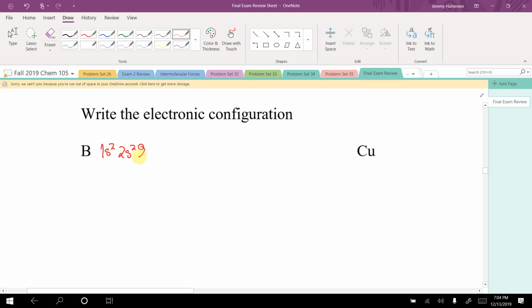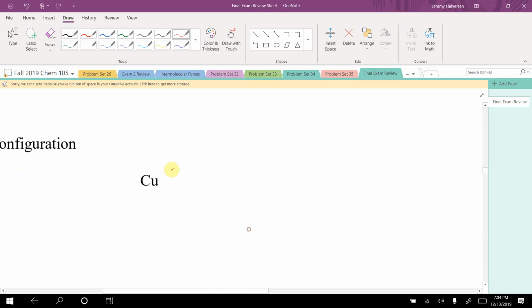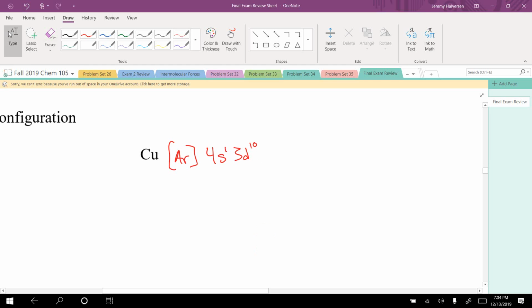Okay, do you guys remember why it does that? So if I were to draw this out, that's what it would look like based on what all of you guys said, which was wrong. Not all of you, some of you, but that's okay. Why is it 4s1, 3d10? Who wants to answer?